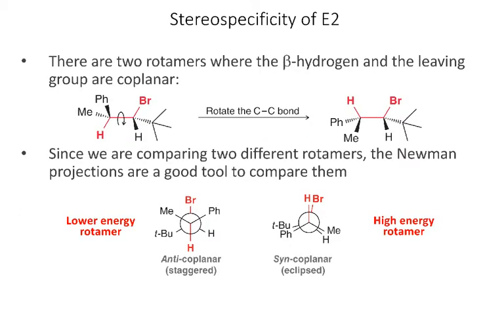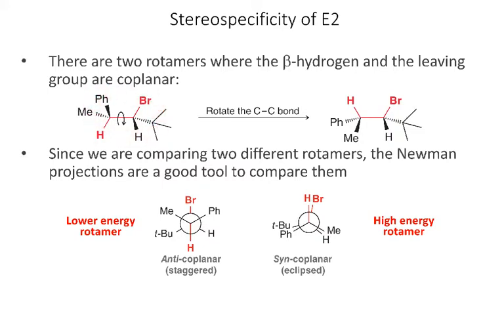All right, now there are 2 ways that we can get the bromine and the hydrogen in this case in the same plane. They can be in this configuration where essentially they're trans from one another, or they can be in this configuration where they're essentially cis to one another.